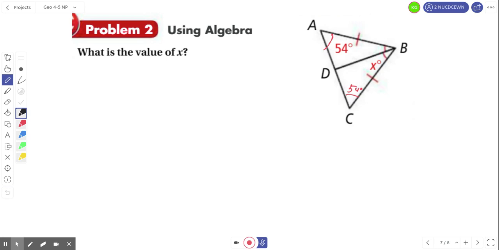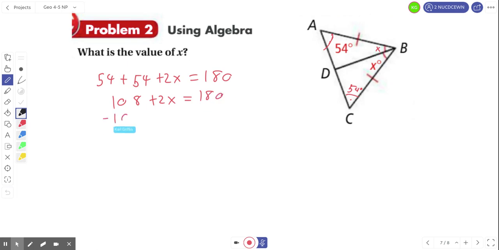Then I can say, okay, 54 plus 54, the big triangle has to add up to 180. So 54 plus the whole top angle, which is actually 2x because you have two congruent things. So it's like x on one side and x on the other side. That has to add up to 180 because triangles always add up to 180. So then we can just do a little bit of algebra. That's 108 plus 2x equals 180.